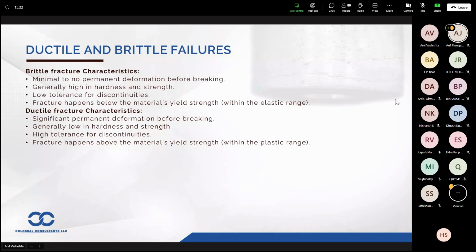hydrogen damage, de-alloying or dezincification, and erosion corrosion.